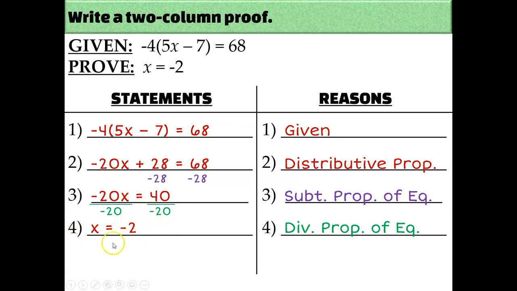Which, by the way, if you get to an answer other than what your proof statement was, it means you did something wrong. Your given and your proof should always end up matching. This is the correct answer. X equals negative 2 is what you're supposed to get. So if you got x equals positive 2 or x equals negative 5 or anything other than negative 2, you need to go look back through your work and figure out what happened.